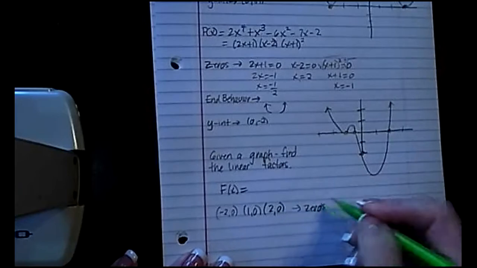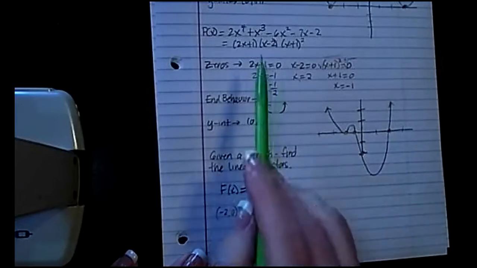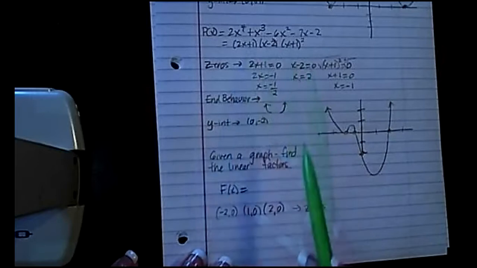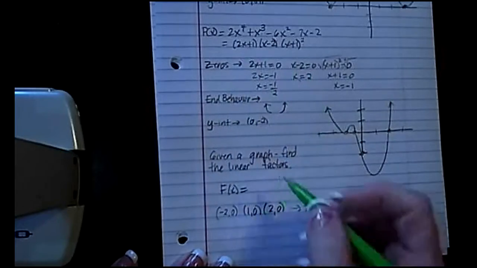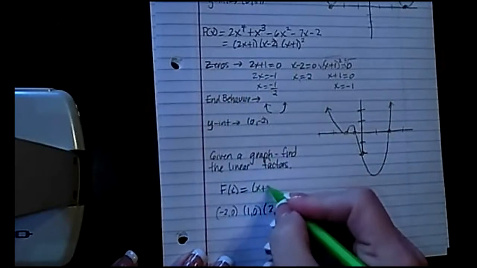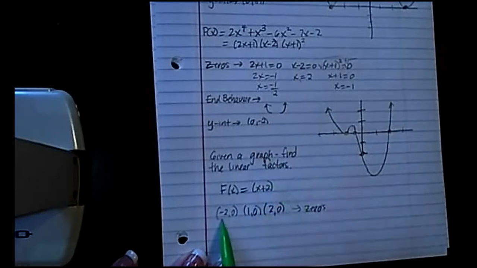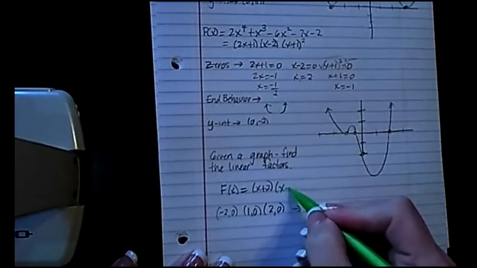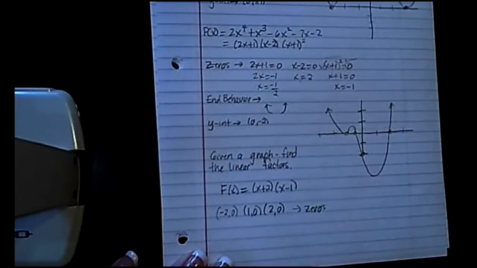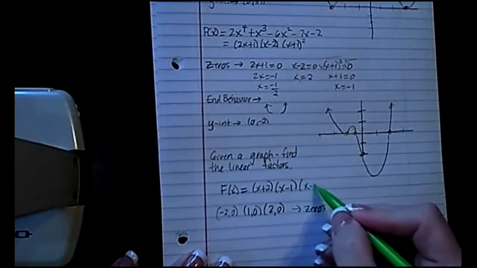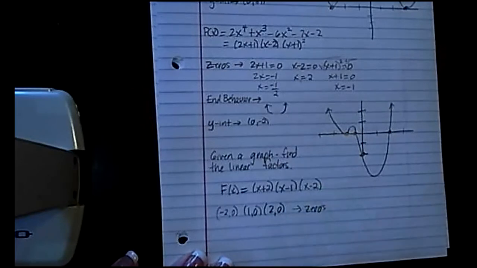So remember, when I write it in factor form, I have to put them back into factors like this. So if it's a -2, would you agree that's going to be x plus 2? Because if I set it equal to 0, it would be x equals -2. Okay, this one's going to be what? A x minus 1. And then this is going to be an x minus 2. And that's all they're asking for is linear factors.